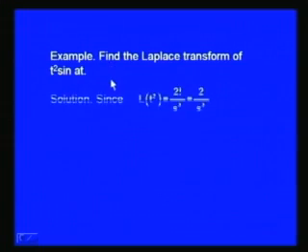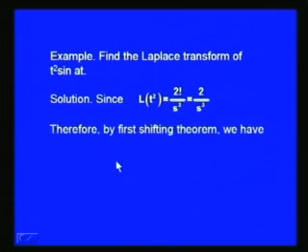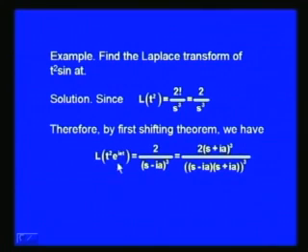Now, let us find the Laplace transform of t square into sin a t. We know that the Laplace transform of t square is 2 factorial over s cube, that is it is equal to 2 over s cube, and therefore, by the first shifting theorem we can write the Laplace transform of t square into e to the power i a t as equal to 2 over s minus i a whole cube, replacing s by s minus i a, and which is equal to 2 into s plus i a whole cube over s minus i a into s plus i a whole cube.